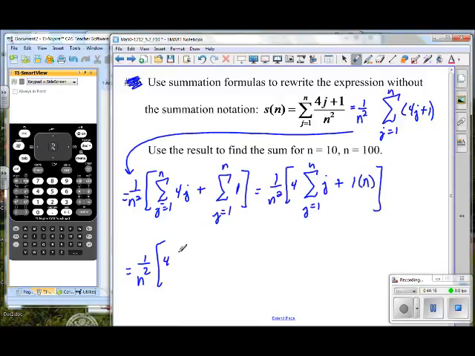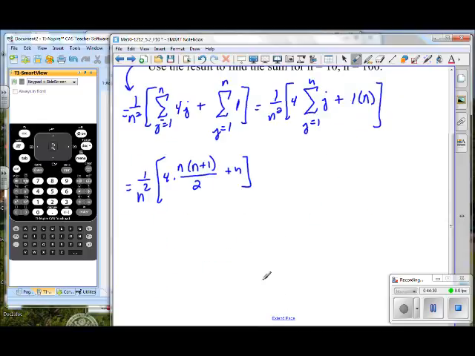Carl Friedrich Gauss. So this would be n times the quantity n plus 1 divided by 2. And of course this one now is just simply n. And let's see what we've got. The 2 and the 4 are going to cancel. And so we end up with 2 divided by n squared multiplied with n squared plus n. And then we have 1 divided by n squared times n, so that's 1 divided by n.